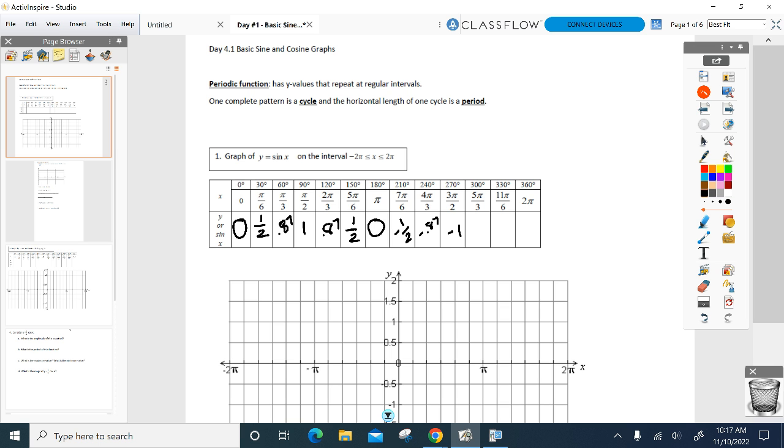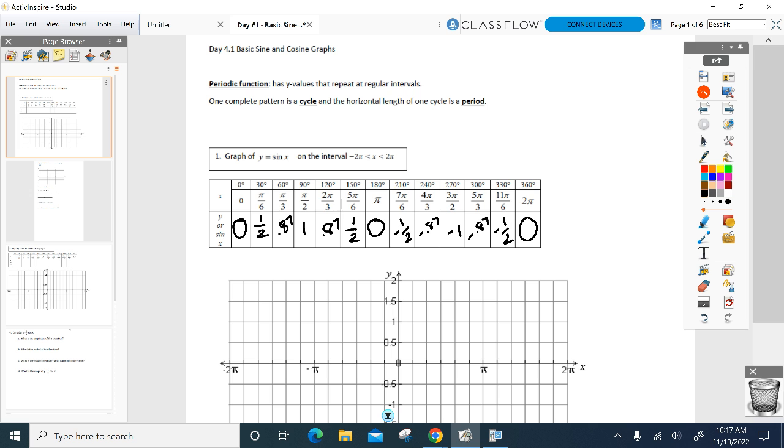300. Back to negative 0.87. 330 should be at negative 1/2. And then at 2 pi, we should be at 0. Okay?